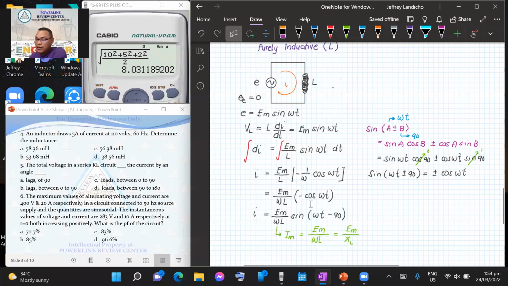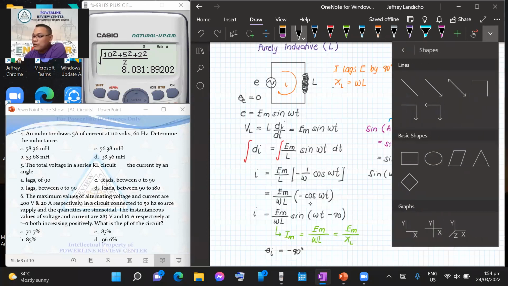So based on the given equation, we have clearly found out that the phase angle of your current is at negative 90. So what does that mean? At pure L, the current I lags the voltage by 90 degrees. And the opposition offered by the inductance to the flow of current is known as the inductive reactance, which is equal to omega L.